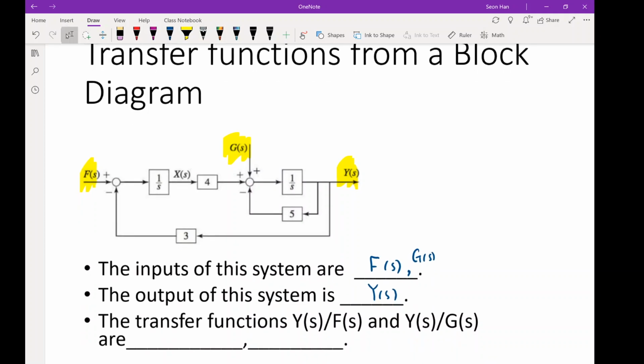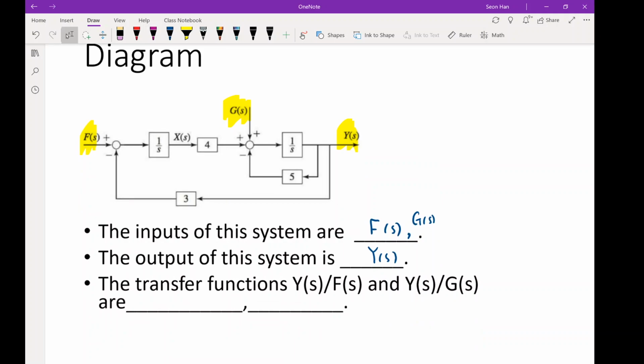Since you have two inputs and one output, two transfer functions are possible: the only output of the system, Y, divided by input number 1, F, or the only output Y divided by input number 2, G(s). So how would you find the transfer function? I tend to do this type of problem just using algebra. There are other ways to do it by recognizing serial blocks, parallel blocks, and negative feedback systems. But now I do it differently.